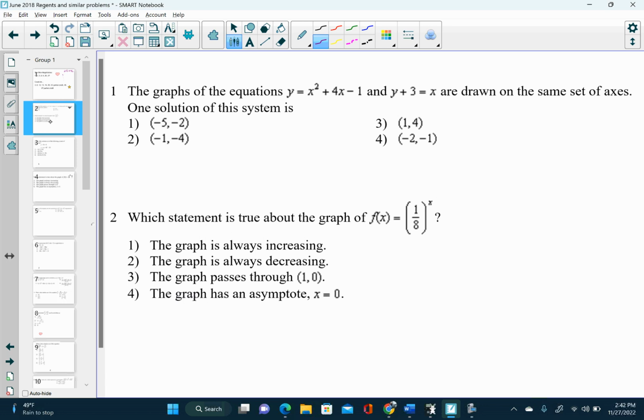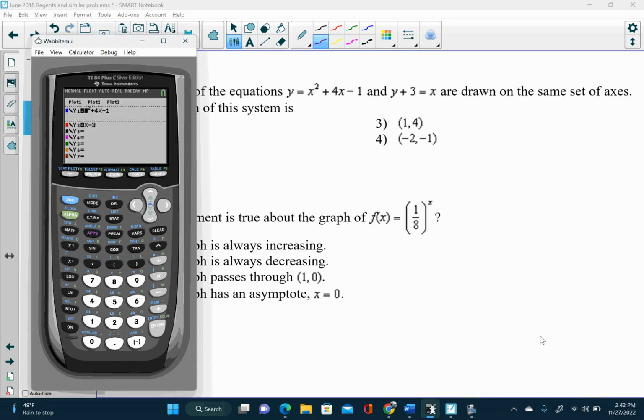All right, so for the first one: the graphs of these two are drawn on the same set of axes. One solution of the system is... You should always try these questions first before you watch me do them. But I will go ahead and show you how to do these all straight calculator.